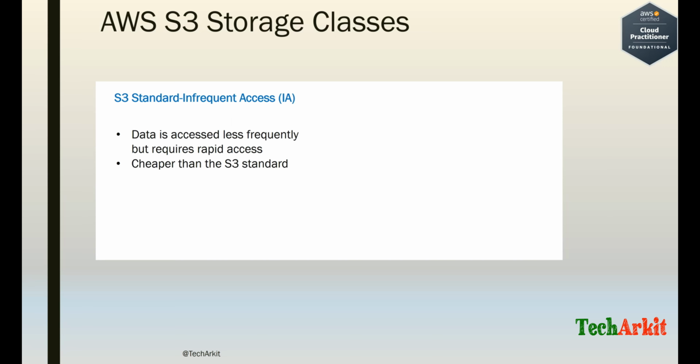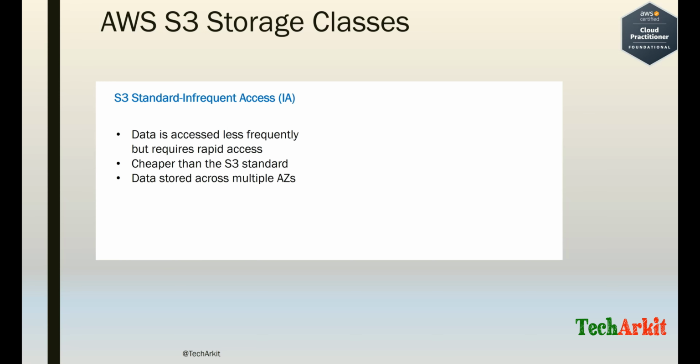Cheaper than the S3 standard. So S3 standard is what we use, we just store frequently accessed data, right? You just store it, retrieve it, upload it, delete it. For objects that are recently and continuously changing, you can use the S3 standard. But if you use infrequent access data, this class will be cheaper than the S3 standard.